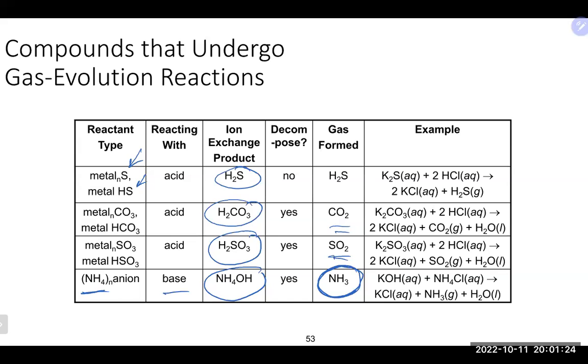All right. That wraps up the double displacement banner of reactions. Again, underneath there is our precipitation reactions, which form a solid, our acid-base reactions, which form water, and secondary to that, again, is the formation of a gas. Any questions on any of that stuff there?